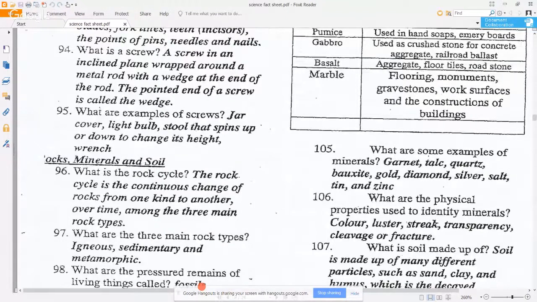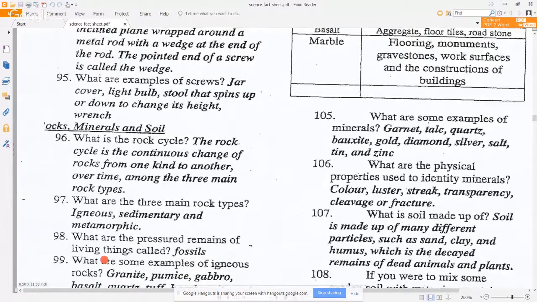We have now rocks, minerals, and soils. So 96. What is the rock cycle? The rock cycle is the continuous change of rocks from one kind to another over time among the three main rock types. Logically now, 97. What are the three main types of rocks? We have the igneous, the sedimentary, and the metamorphic.